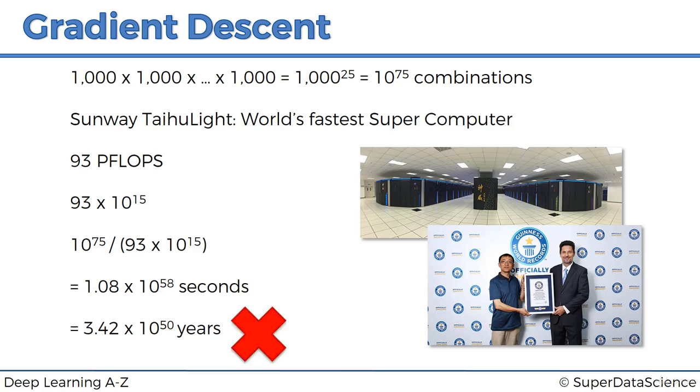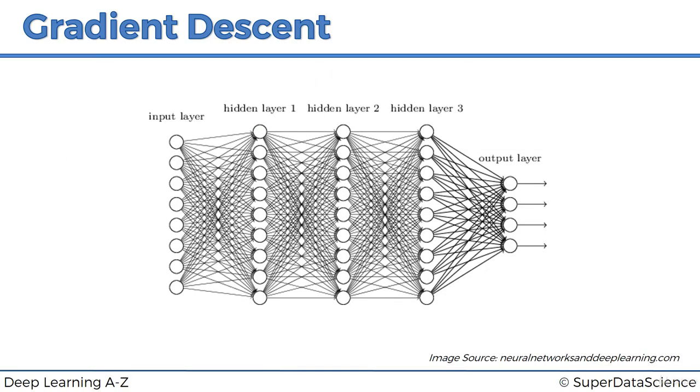So there we go. This is a no-no even on the world's fastest supercomputer, Sunway TaihuLight. So we have to come up with a different approach. How are we going to find the optimal weight? By the way, our neural network was very simple. What about if the neural network looks like something like this, or even greater than that? Then it's just not going to happen at all, ever.